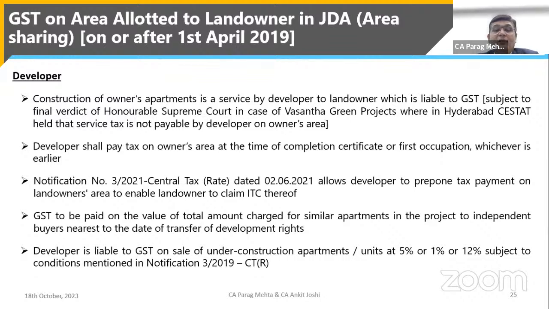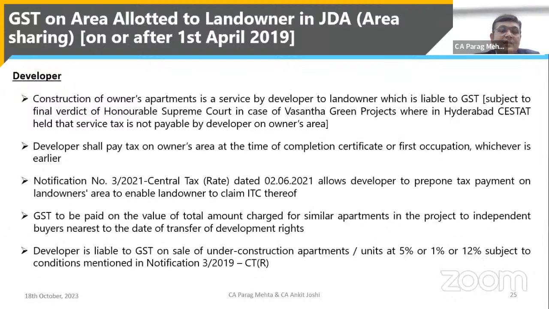to enable the landowner to claim ITC thereof. The only reason for allowing preponement is this: as one is aware, in case of area sharing, the area allotted to a landowner is liable to GST, and when the landowner sells it again before OC, he has to charge GST. There is a provision that the landowner can take the offset of the GST charged by the builder and developer. So in case the GST is charged at the end and the landowner starts selling his units earlier, then there will not be any set off available to him at the end.